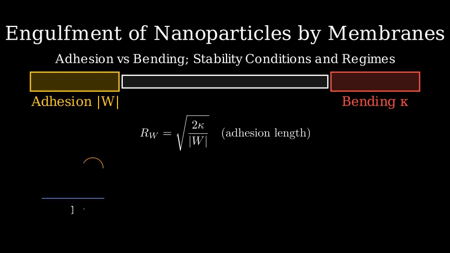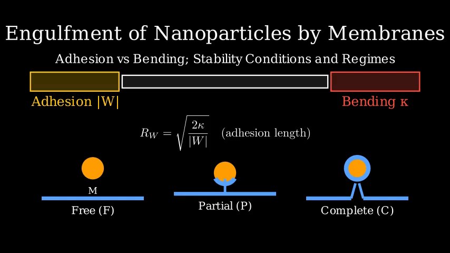scale for wrapping. A nanoparticle and a membrane can be in one of three states: free with no adhesion, partially engulfed, or completely engulfed with a closed neck. Let's put these side by side.